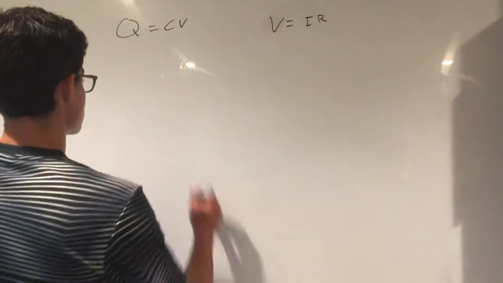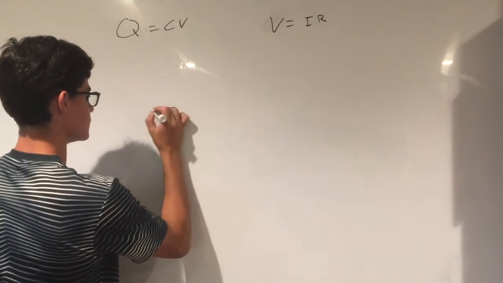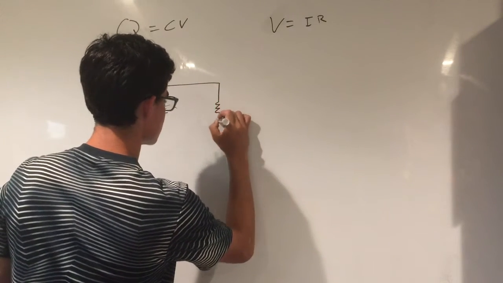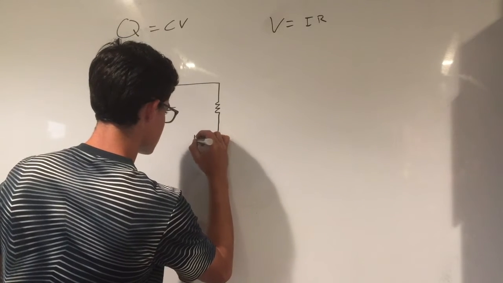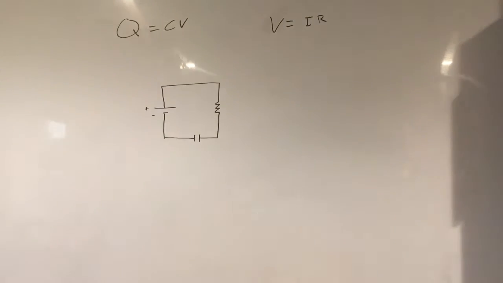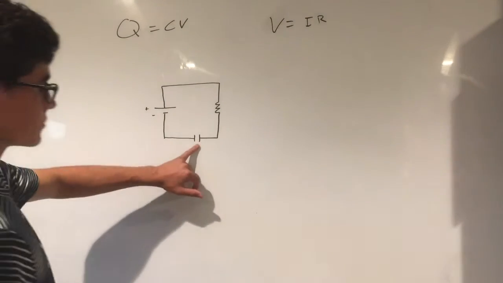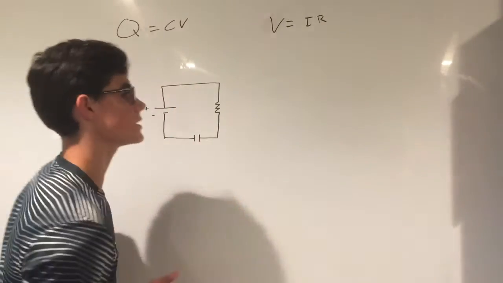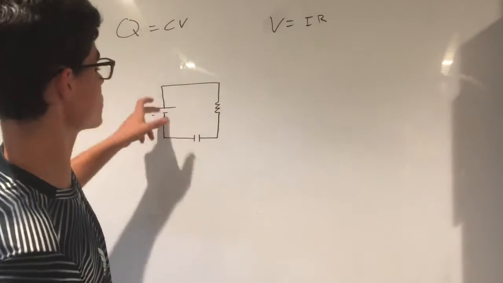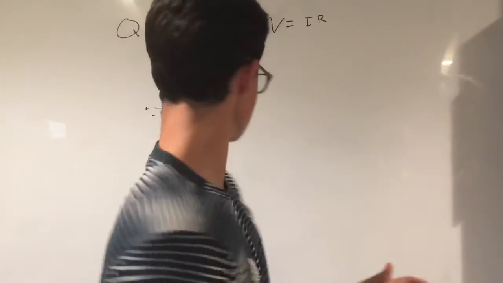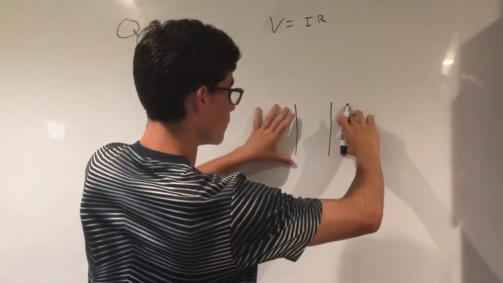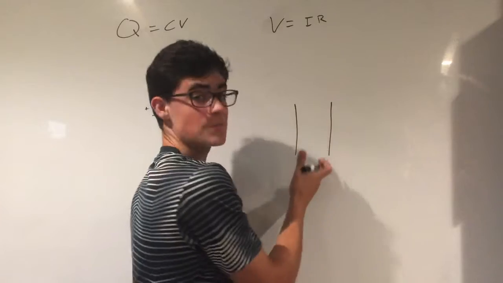So if you draw a basic circuit, here's your battery, this is your minus, this is your positive. So you have resistance maybe right here, and then this is how you draw a capacitor. Relatively straightforward. What a capacitor really is, as charge flows through the system, it has two metallic plates separated by empty space.